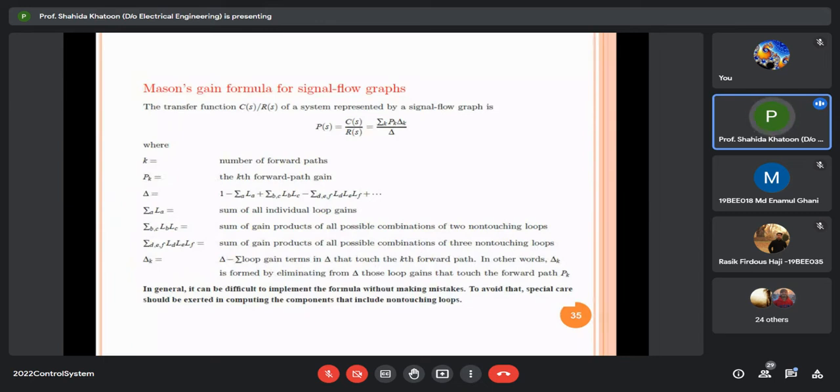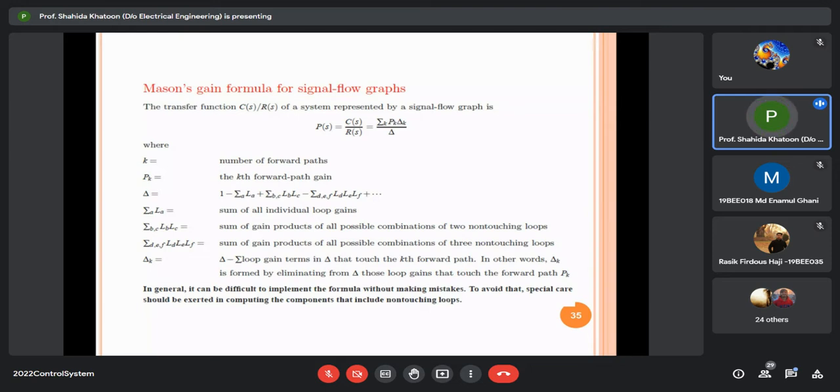P(s) is equal to C(s) upon R(s), which is the transfer function of the system represented by the signal flow graph. It is basically sigma of Pk delta k upon delta, where k is the number of forward paths, Pk is the kth forward path gain, delta is 1 minus sigma La plus sigma Lb Lc minus sigma Ld Le Lf and so on.